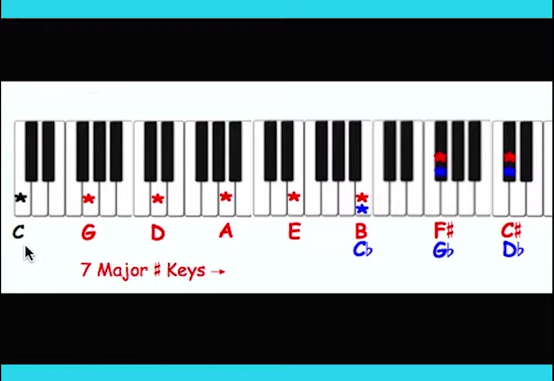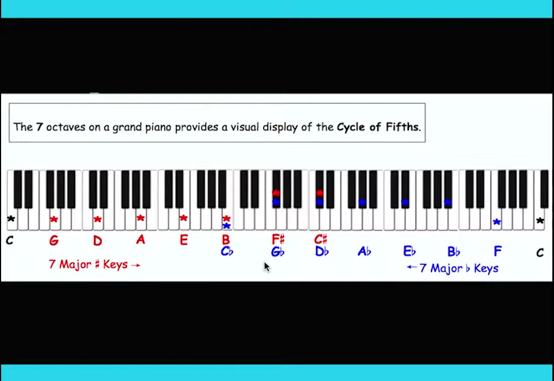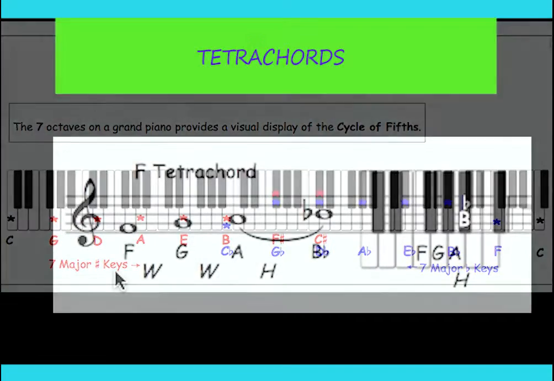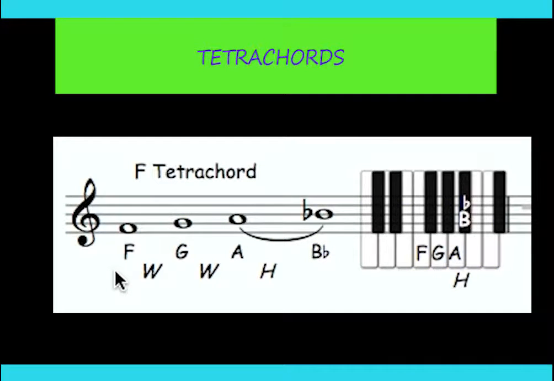And if we go up the grand piano in perfect fifths, we have the keys in red here. If we start at the top of the grand piano and go down in perfect fifths, we're going to have tetrachords that have flats in them. And that's what we're going to go over next, the tetrachords that have flats in them. Look at the tetrachord on F.